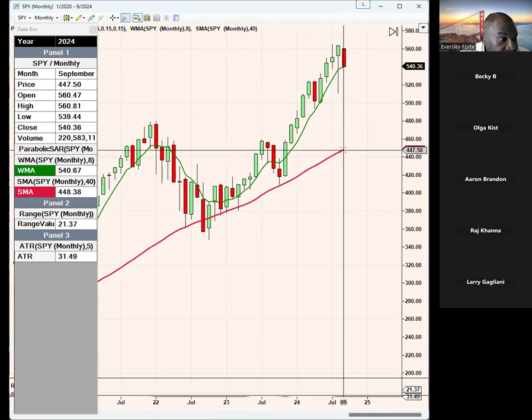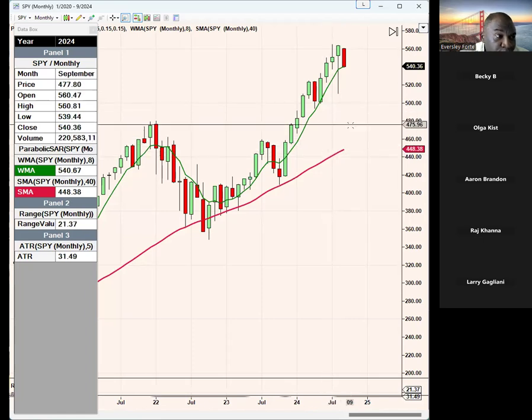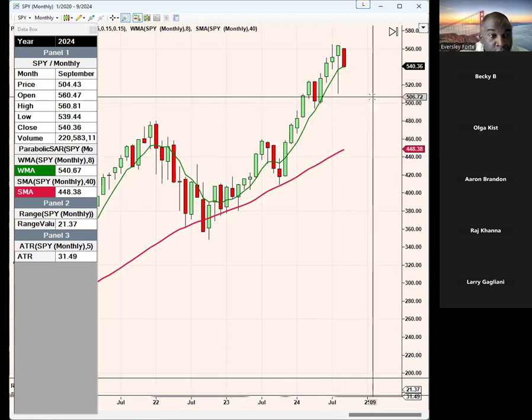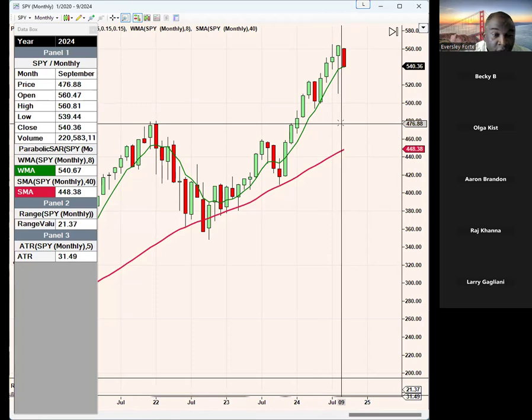And that lines up as this moving average goes higher, price pulls back. I'm hoping this lines up so beautifully for our end of year rally. So that's what I'm looking for.